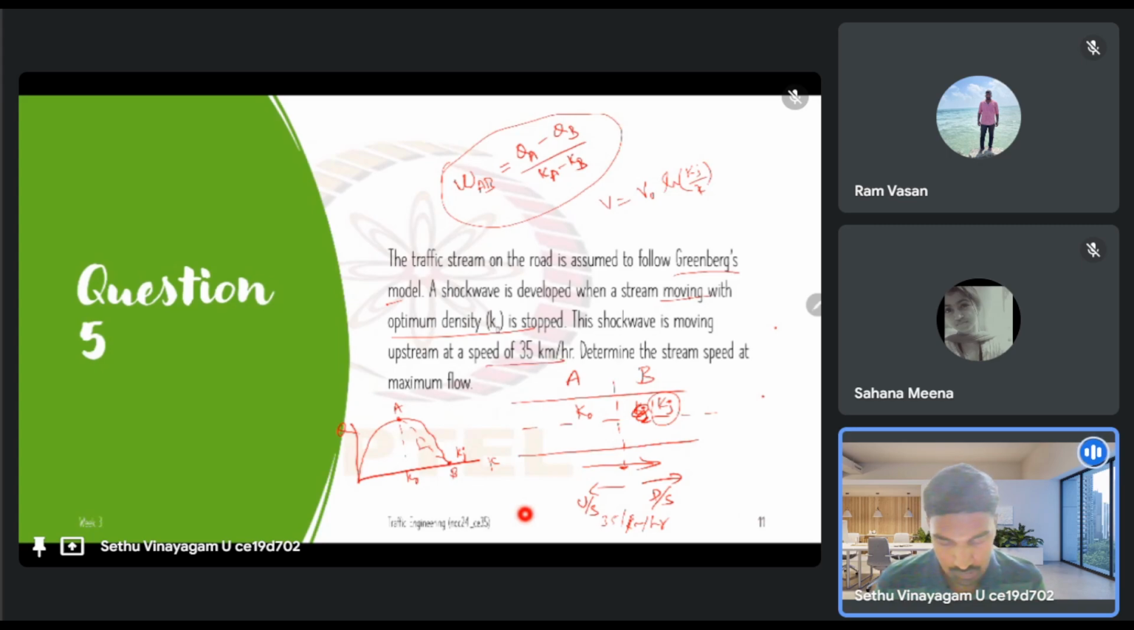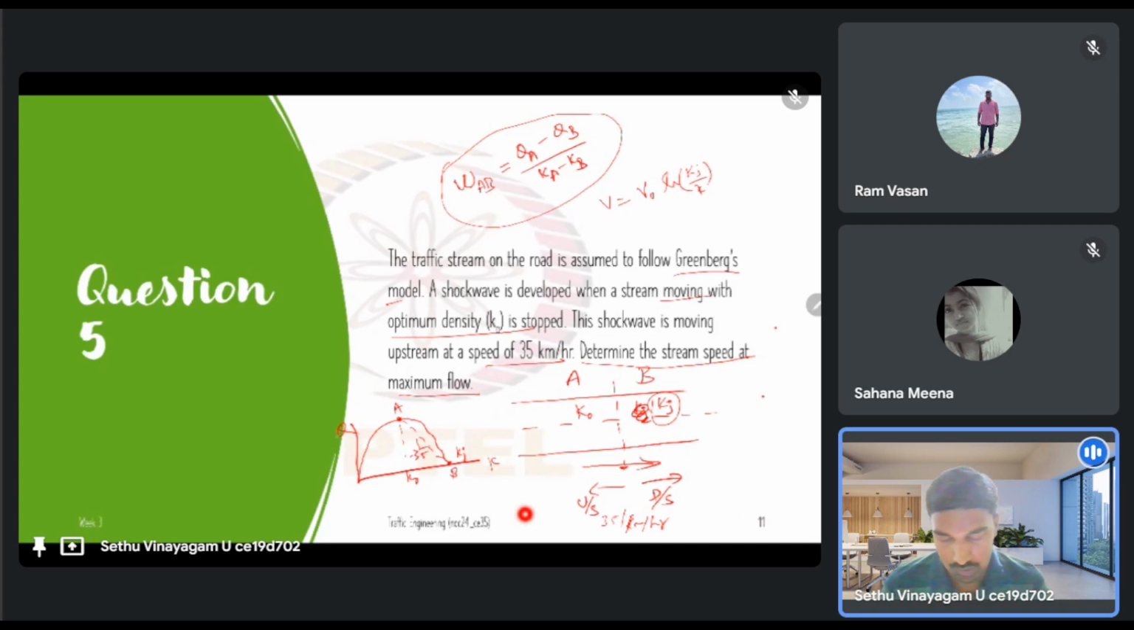So that also we know, and the speed, this slope is minus 35, right. So what we want to know is to determine the stream speed at maximum flow. So what is the stream speed at maximum flow? We know maximum flow is happening at the traffic state A. So we want the stream speed, not the shock wave speed, stream speed. So how do we find the stream speed?